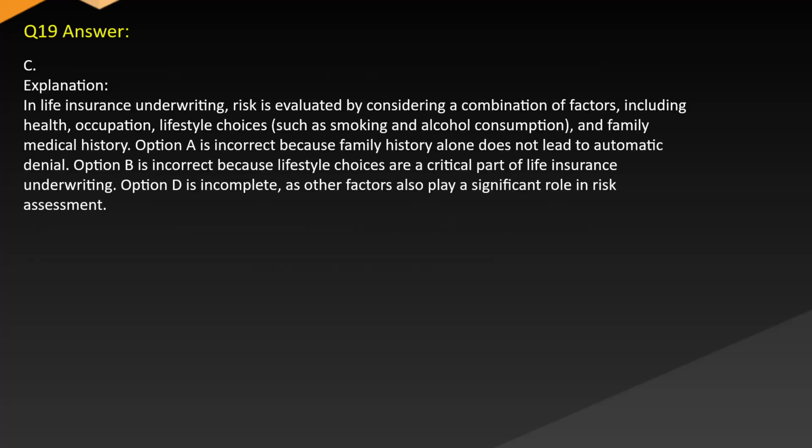Answer: C. Explanation. In life insurance underwriting, risk is evaluated by considering a combination of factors including health, occupation, lifestyle choices such as smoking and alcohol consumption, and family medical history. Option A is incorrect because family history alone does not lead to automatic denial. Option B is incorrect because lifestyle choices are a critical part of life insurance underwriting. Option D is incomplete as other factors also play a significant role in risk assessment.